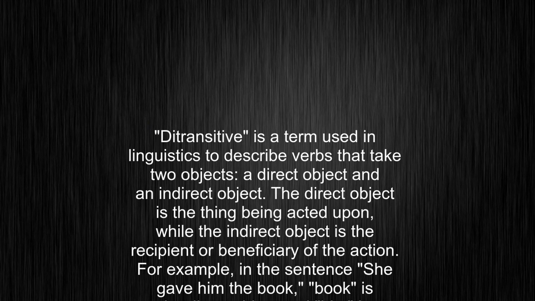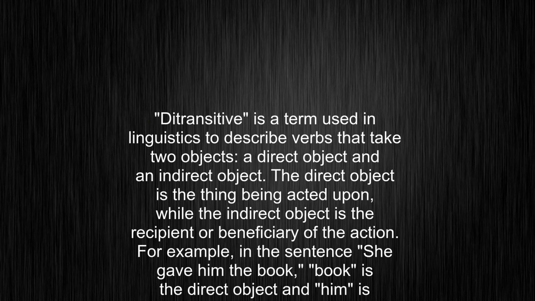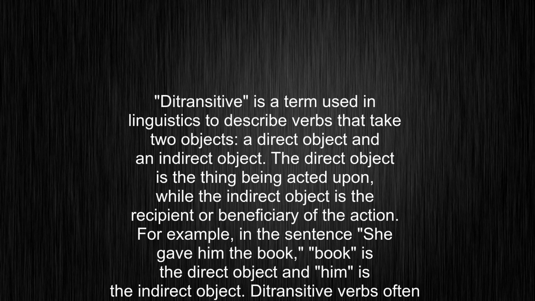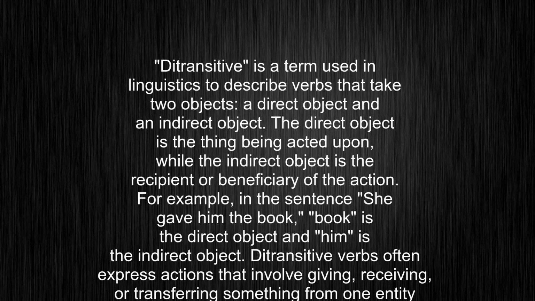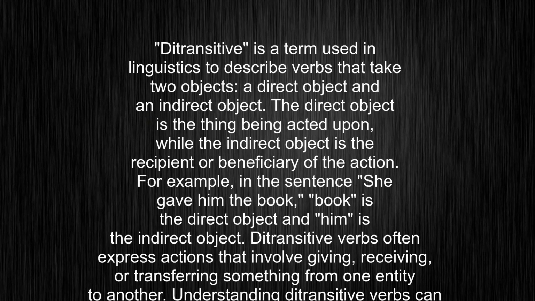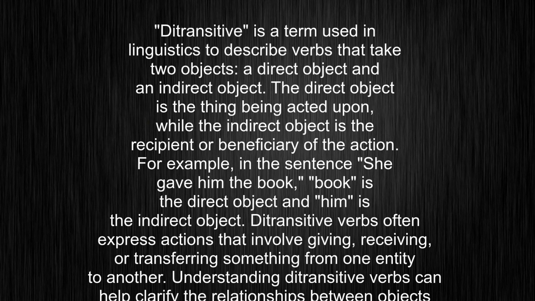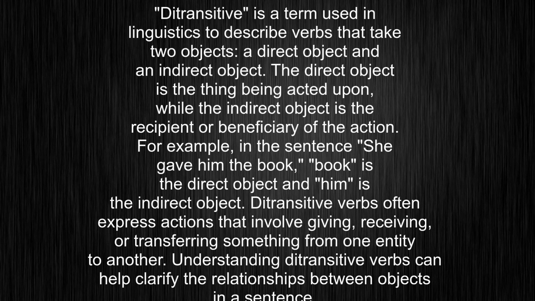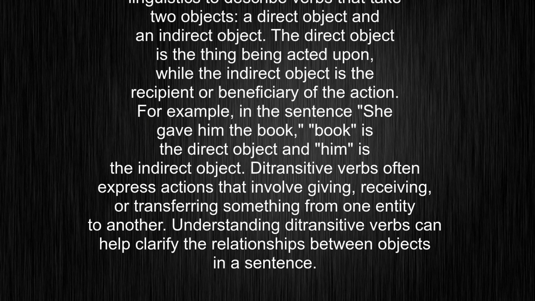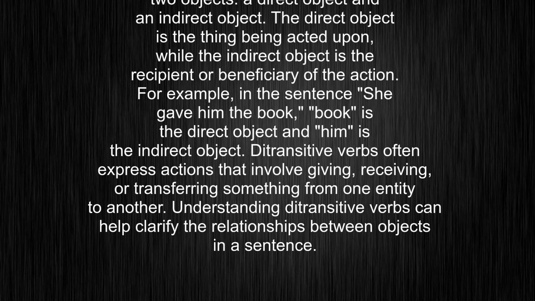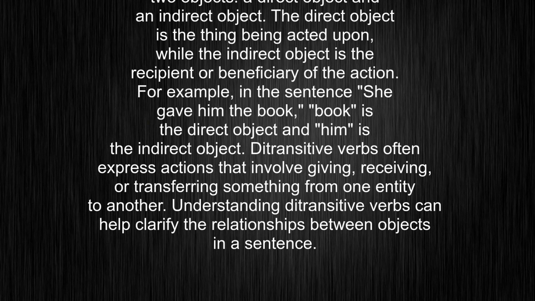Ditransitive is a term used in linguistics to describe verbs that take two objects, a direct object and an indirect object. The direct object is the thing being acted upon, while the indirect object is the recipient or beneficiary of the action. For example, in the sentence "she gave him the book," book is the direct object and him is the indirect object. Ditransitive verbs often express actions that involve giving, receiving, or transferring something from one entity to another. Understanding ditransitive verbs can help clarify the relationships between objects in a sentence.